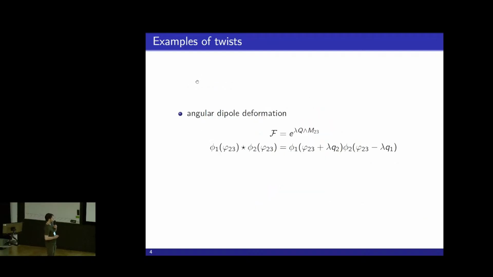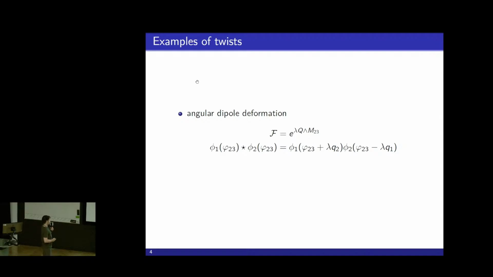The twist that I would like to present now is something in between. It's built from an internal R symmetry charge Q and a rotation generator in the 2-3 plane of space-time. And this is then what we call the angular dipole deformation. The star product then basically shifts the angular argument in this 2-3 plane of the individual fields by something that is proportional to the charge measured by Q of the opposite field.